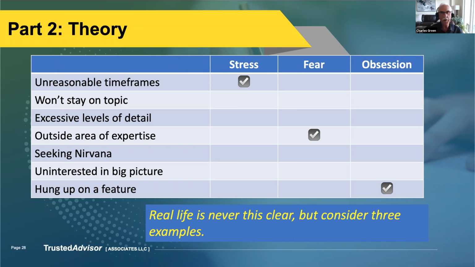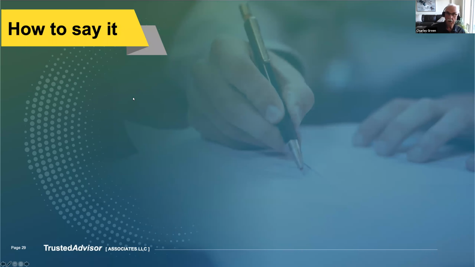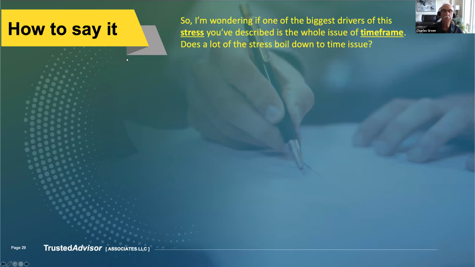What you really want to do, though, is to be clear: what are we arguing about, and what's the emotion behind it? In this step 2, we want to start by linking them up. So how do we say that? Let me give you some language. I'm wondering if one of the biggest drivers of this stress that you're describing is the whole issue of time frame. Does a lot of the stress boil down to this time issue? Notice I've underscored stress, which is the emotion, and time frame, which is the presenting issue.